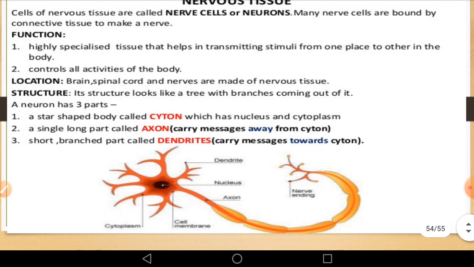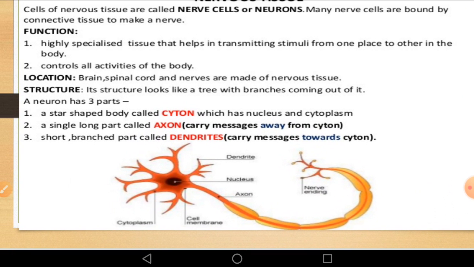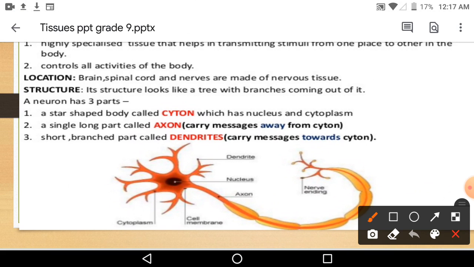Location: brain, spinal cord and nerves are made of nervous tissue. Now its structure looks like a tree. See the star-shaped structure. This is known as the cyton, which has the nucleus and the cytoplasm. Nucleus is in the center. A single long part is called the axon, which carries the message from one place to another, and the short branched parts called dendrites carry the message towards the cyton.